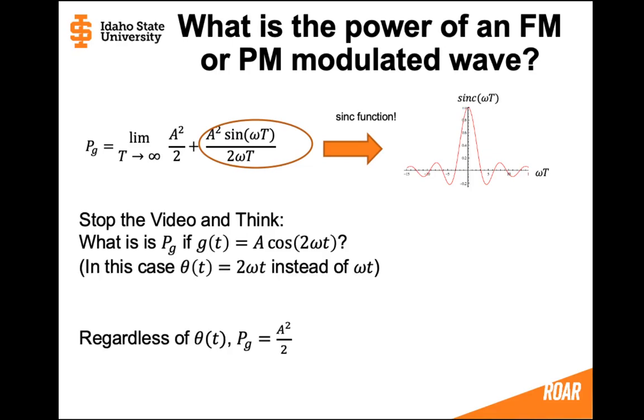As you hopefully realized, even if we double the frequency, that second term, as we approach infinity, is always going to reach 0. That means that regardless of the angle, even if we double that frequency, we're still going to have the same power, which is the amplitude squared divided by 2.